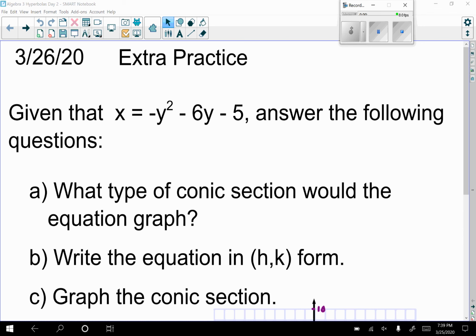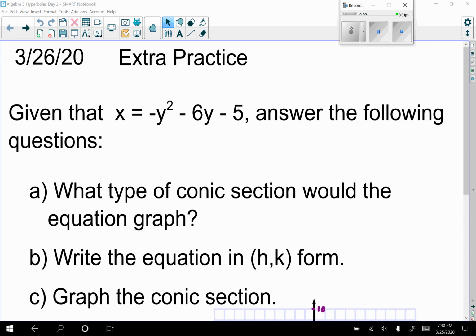I want you to take a look at these 3 questions referring to this equation here, x equals negative y squared minus 6y minus 5. First of all, determine what type of conic section this is going to graph, then write the equation in HK form, and then go ahead and graph the conic section. So go ahead and pause the video and work a little bit on that, and then you could resume the video just to see what you're coming up with.